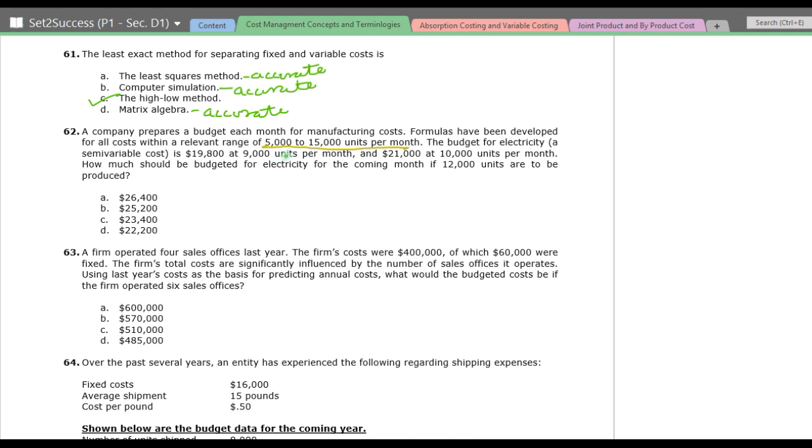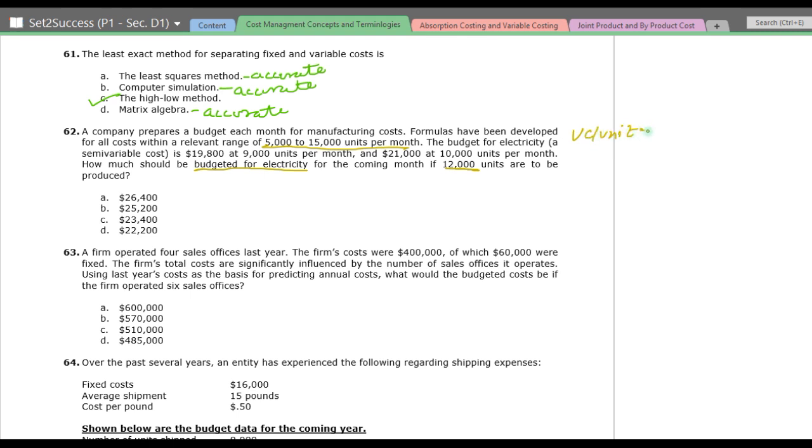So the highest activity is 10,000 and the lowest activity is 9,000, and the highest cost is 21,000 and the lowest cost is 19,800. So how much should be budgeted for electricity for the coming month if 12,000 units are to be produced? If 12,000 units are to be produced, what is the budgeted electricity expense? So using the high-low method, we can find the budgeted electricity for the month if 12,000 units are to be produced. So we need to find variable cost per unit.